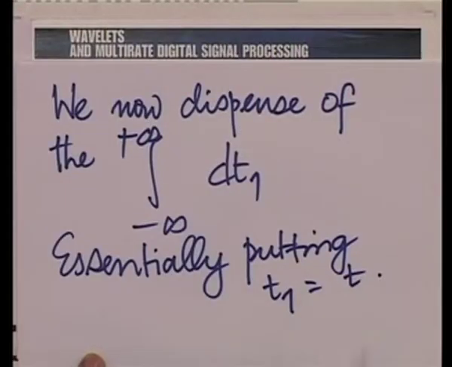And doing that is essentially putting t 1 equal to t. That is the way to dispense of it. After all, when we multiply by an impulse at t minus t 1, what we are saying is simply substitute t 1 by t, not forgetting there is a factor of 2 pi there.